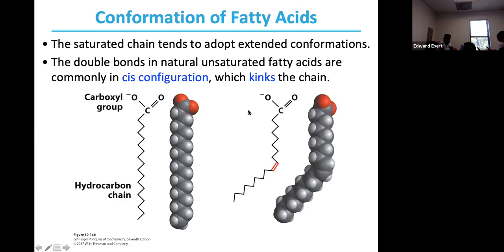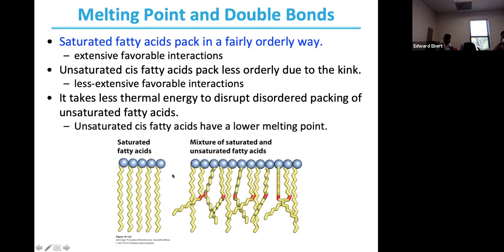Whenever we have a double bond that occurs naturally, it will be in the cis configuration. So when it's in the cis configuration, you get that kink in there, right? If it were in the trans configuration, it would look extended like this conformation, and we'll see that coming up a bit.